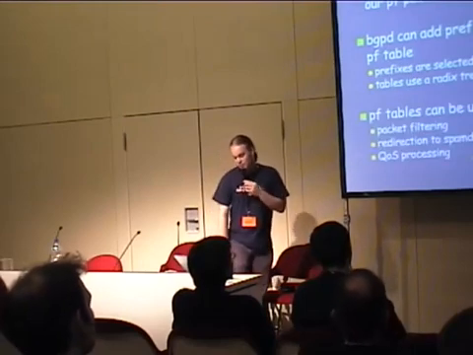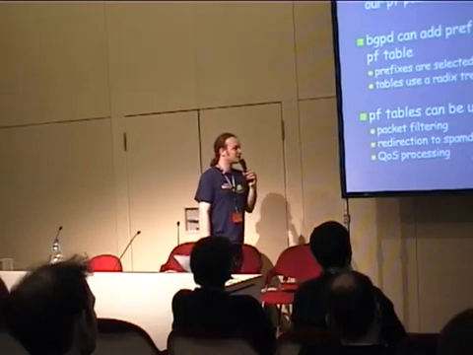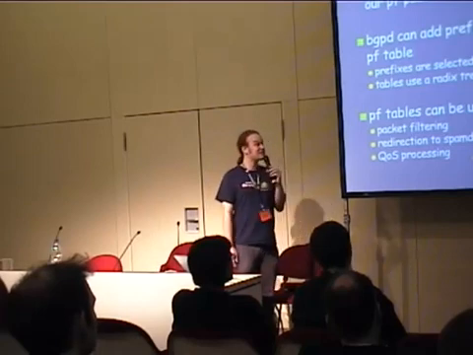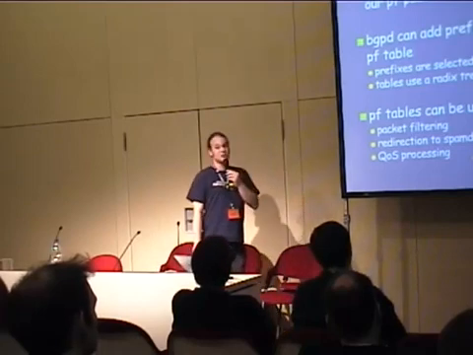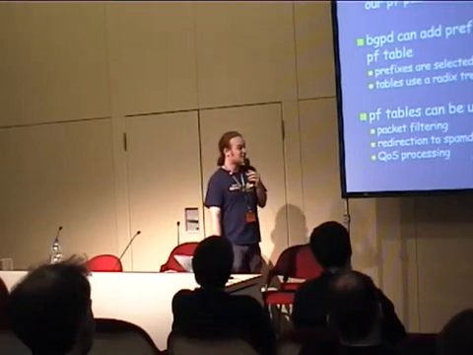PF tables can be used for pretty much anything. You can do packet filtering, you can do redirections to spamd. BGP distributed spam blacklists are pretty interesting. You can do quality of service processing, just slow all those weary senders down.